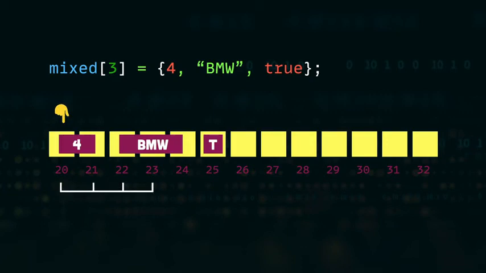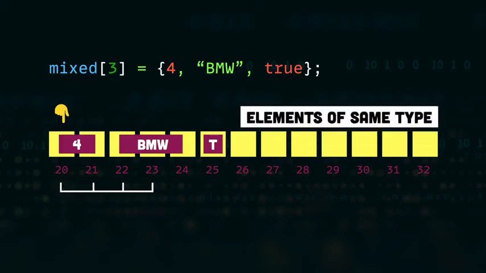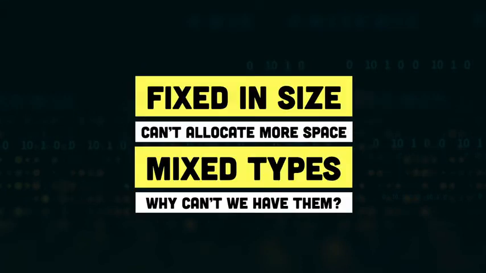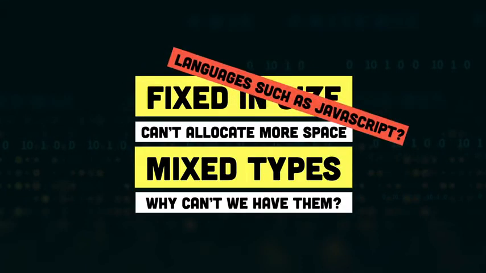And that's why all the items in an array must be of the same type. Okay, you might be curious why these restrictions don't apply in languages like JavaScript, PHP, or Ruby. How can we have arrays that are dynamically sized and also support mixed types? And the answer to that is because there is a lot going on behind the scenes to make it work.